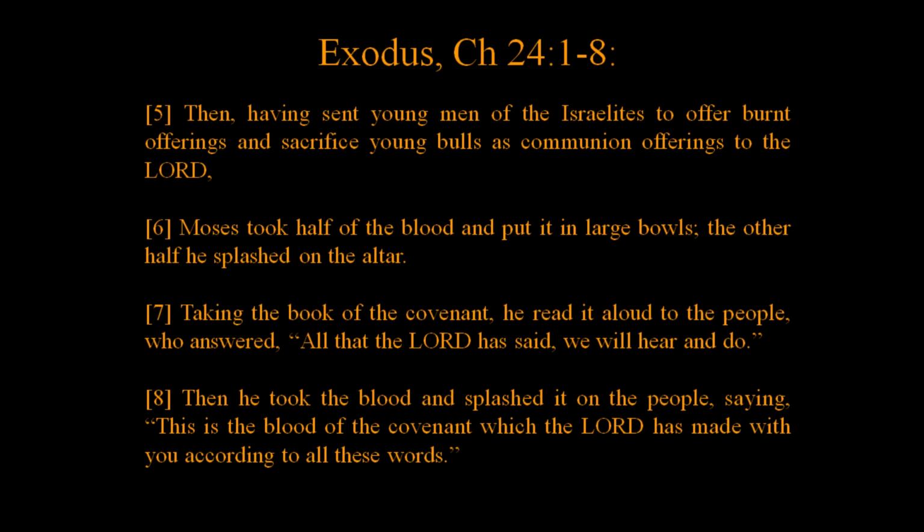Then, having sent young men of the Israelites to offer burnt offerings and sacrifice young bulls as communion offerings to the Lord, Moses took half of the blood and put it in large bowls. The other half he splashed on the altar. Taking the book of the covenant, he read it aloud to the people, who answered, "All that the Lord has said, we will hear and do." Then he took the blood and splashed it on the people, saying, "This is the blood of the covenant which the Lord has made with you according to all these words."